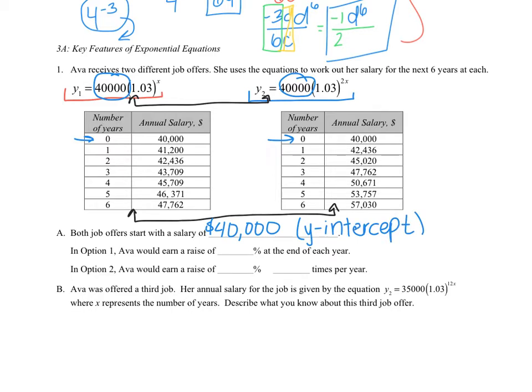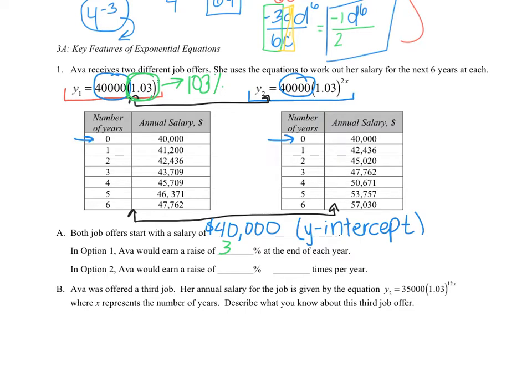Okay. In option 1, so job 1, Ava would earn a raise of what percent? So if I look, my percent is always told by my base. So 1.03 as a percent is 103. And we always compare back to 100. So that's a raise of 3% each year. Which I guess I didn't have to write the percent sign because it's there for me.